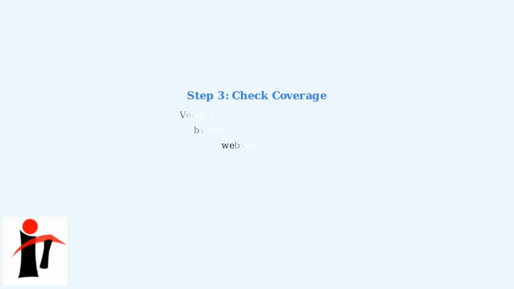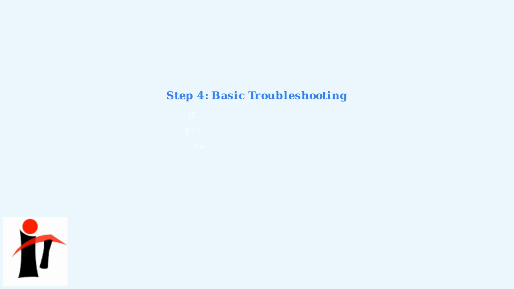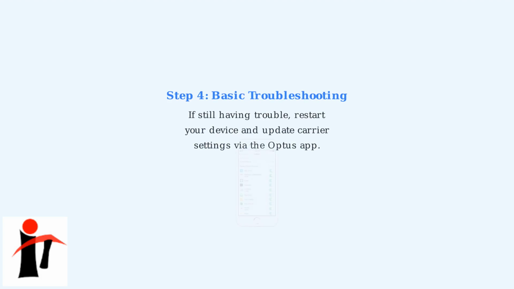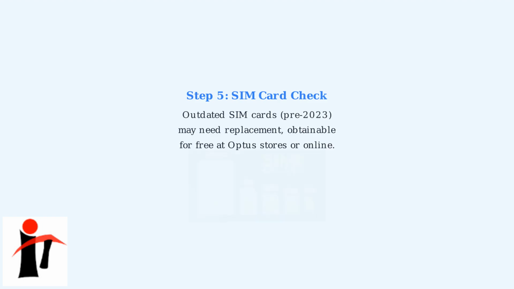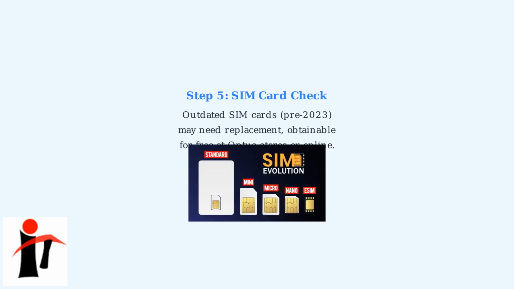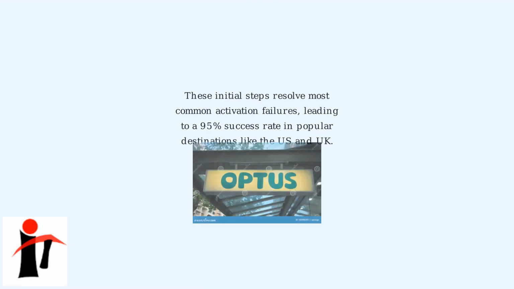Verify your destination is covered by Optus roaming on their website or app. If you're still having trouble, restart your device and update your carrier settings via the Optus app. Outdated SIM cards pre-2023 may need replacement, obtainable for free at Optus stores or online. A quick check confirms if the issue is easily resolvable.